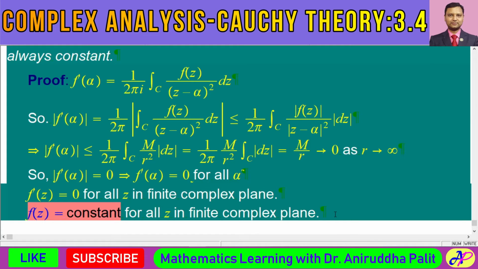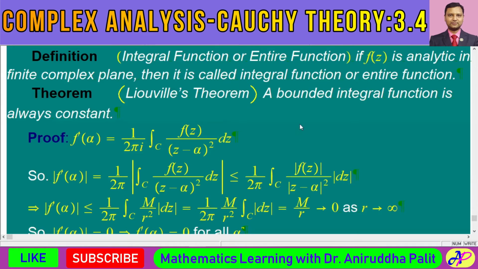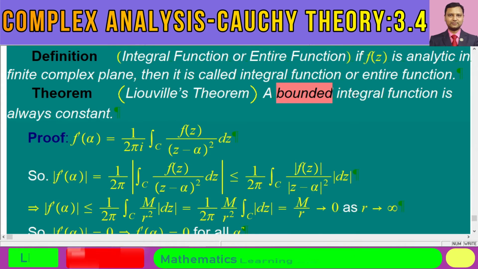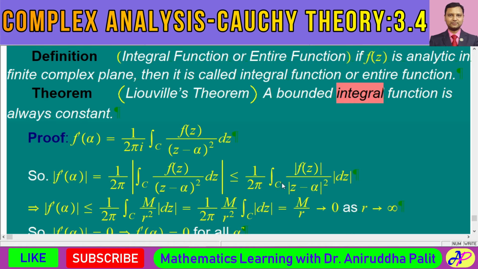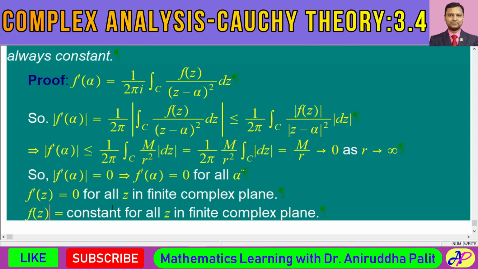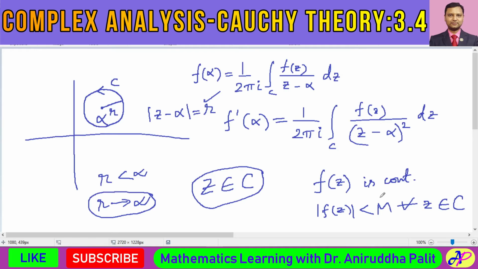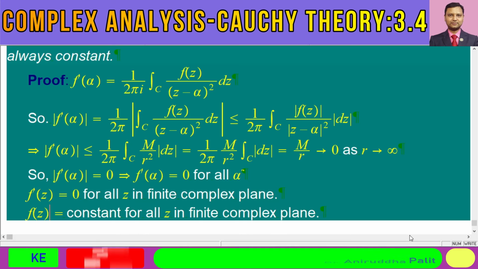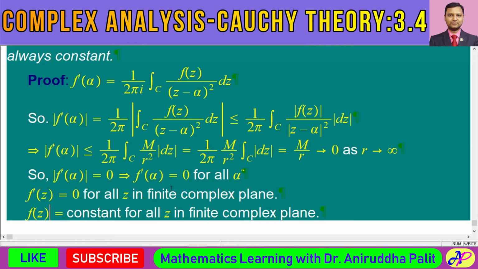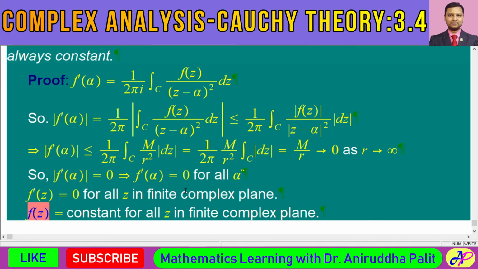That was the statement of the theorem, that if you consider a bounded entire function, then such a bounded entire function is always a constant quantity. This was the bounded function. It is bounded from the upper side by this m, and therefore we conclude that this kind of function f of z is actually a constant function. Okay, so this concludes the proof of this theorem.